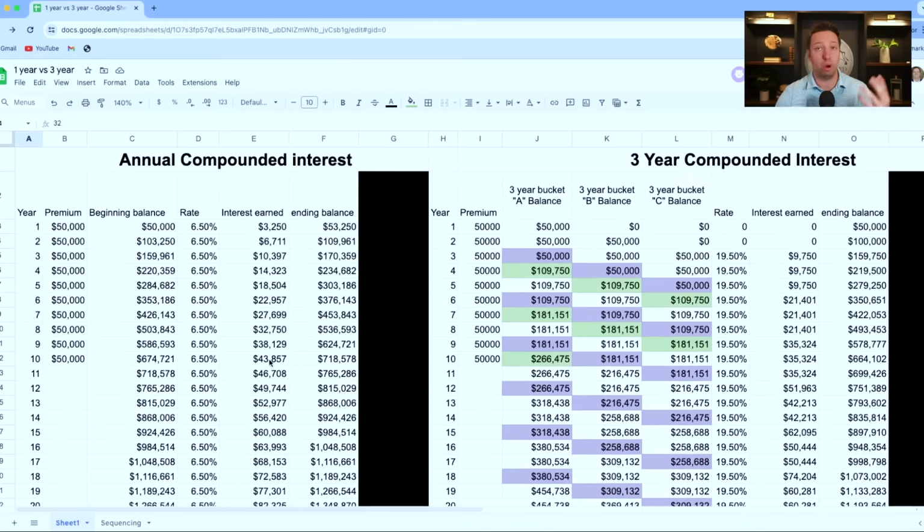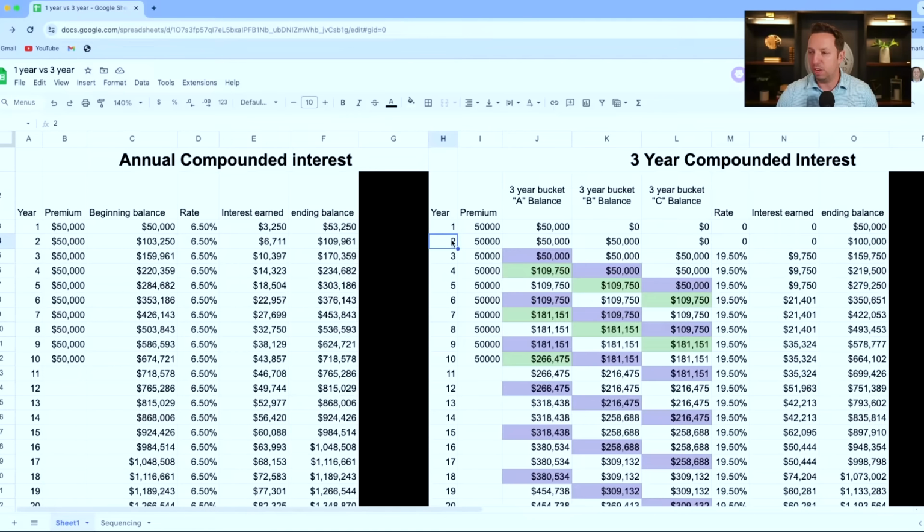Now, comparing that to our 3-year index is a lot different. So you'll see that I have a 3-year bucket A, I have a 3-year bucket B, and I have a 3-year bucket C. So every time you pay a premium, you pay that $50,000 premium, it goes into your bucket A. Do you get a return that year? No, because it's a 3-year bucket. You have to wait 3 years to get a return. So at the end of the year, how much is in your account balance? $50,000. Because there is no return.